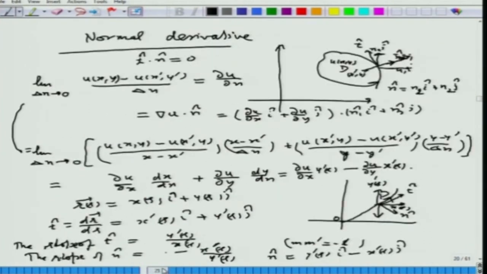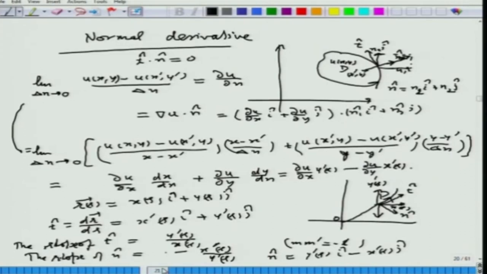Then we considered normal derivatives, which is a particular case of directional derivative. The directional derivative of a function along a given vector is given by the gradient of the function dot product with the unit vector in the direction in which we are differentiating it. So, in particular, if we take the normal direction, that is what is called the normal derivative, which was defined here in this manner.